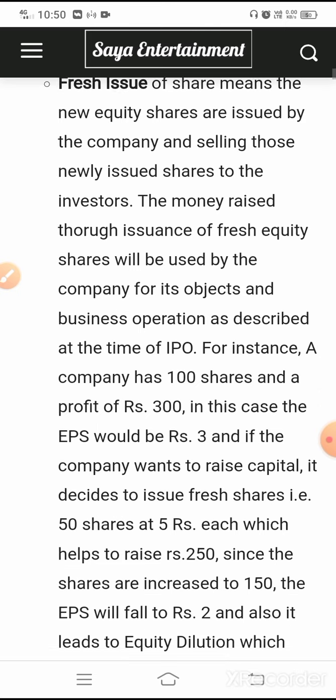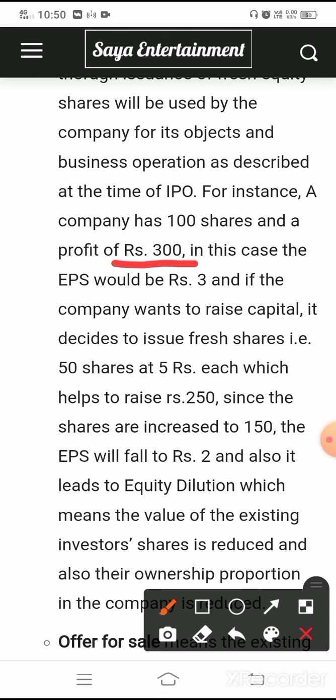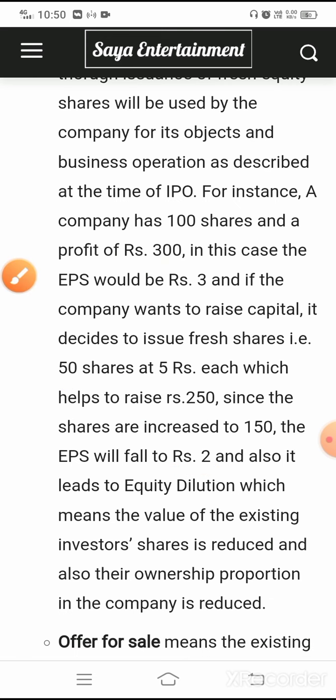For instance, a company has 100 shares and a profit of rupees 300. In this case, the earning per share would be 3 rupees. And if the company wants to raise capital, it decides to issue fresh shares, that is 50 shares at 5 rupees each, which helps to raise 250 rupees. Since the shares are increased to 150, the earning per share will fall to 2 rupees. And also, it leads to equity dilution, which means the value of existing investors is reduced and also their ownership proportion in the company is reduced.